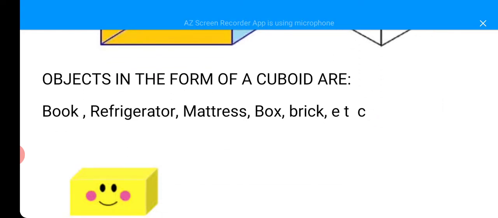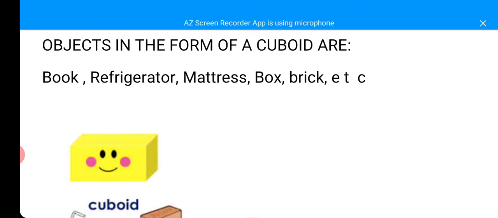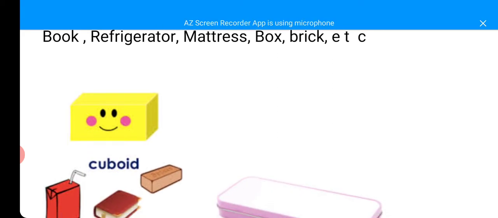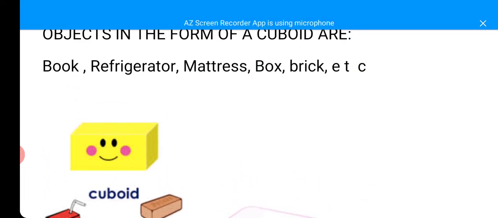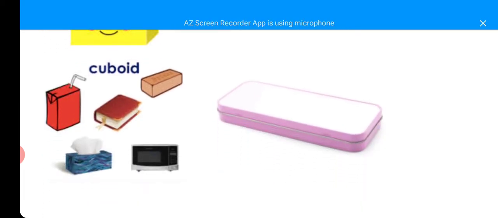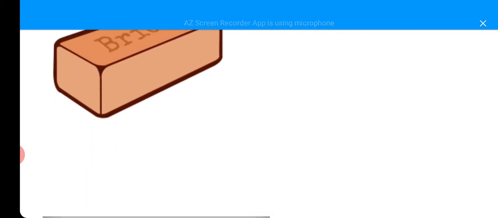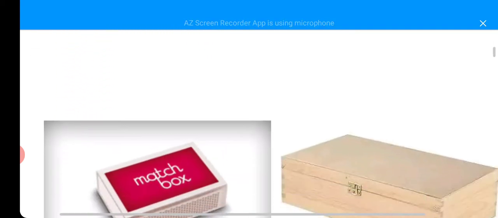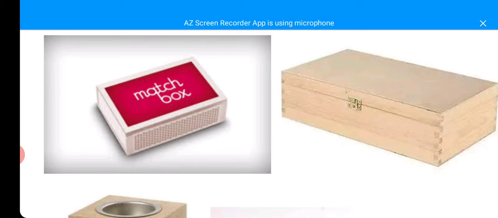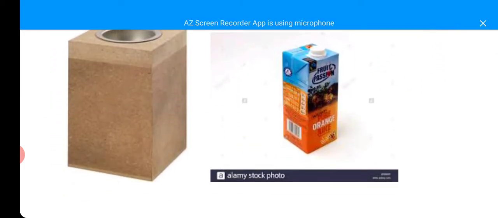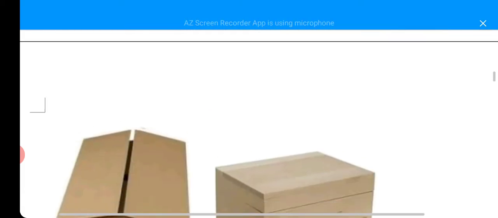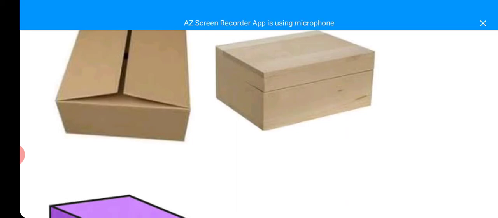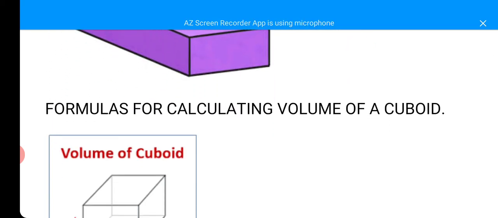Objects in the form of a cuboid are book, refrigerator, mattresses, box, brick. As we can see from the picture, these are the objects in the form of a cuboid.